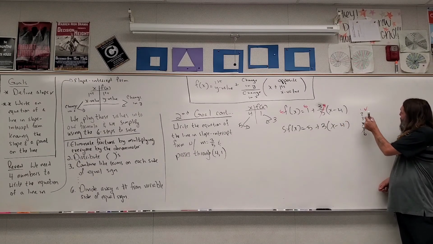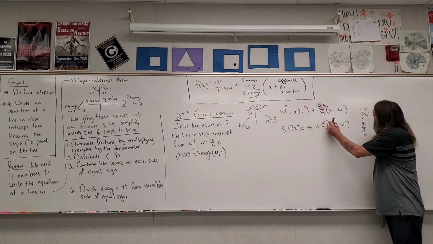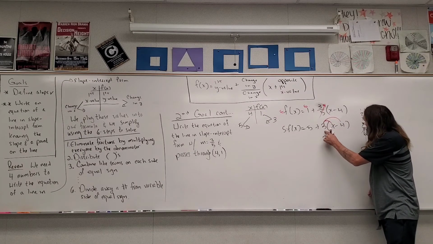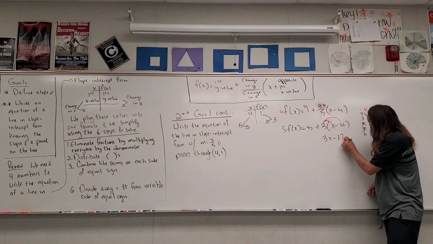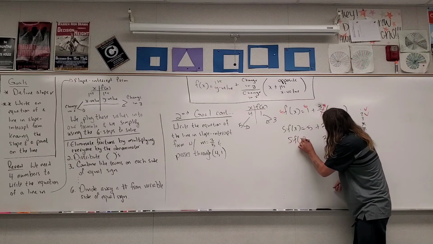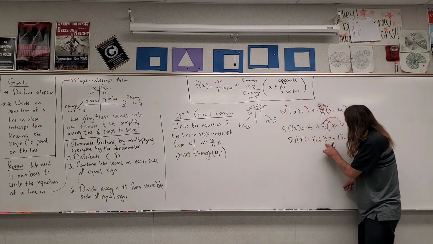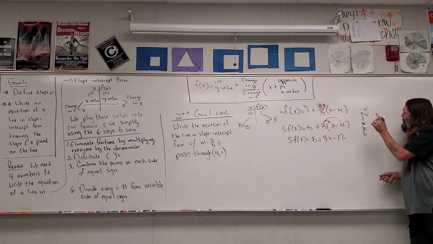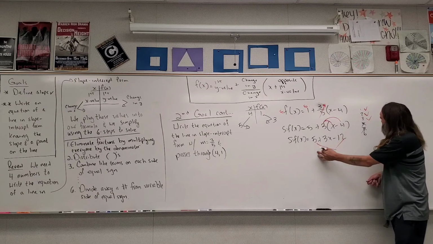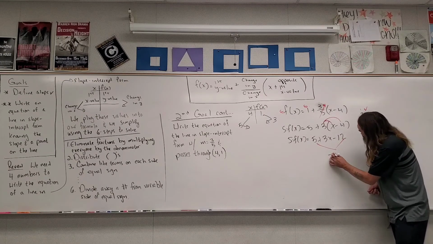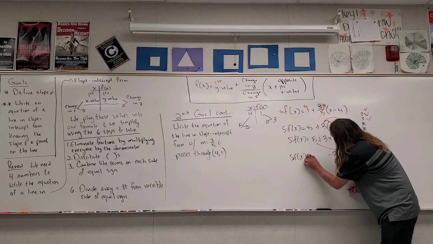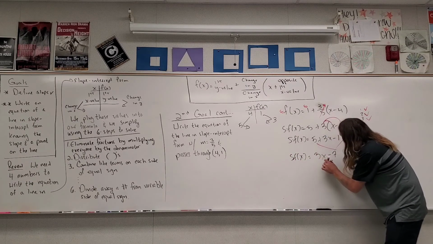Can I distribute? Yes, I can, because I have parentheses. So we're going to distribute the 3 to the x and the 3 to the negative 4, and we get 3x, and a positive 3 times a negative 4 is a negative 12. So now I have 5 f of x's equal to 5 plus 3x minus 12. Can I combine like terms? Yes, I can. We can combine the 5 and the minus 12. I have 5, I owe 12. That means that I owe 7. All right, so we still have 5 f of x's equal to 3x minus 7.